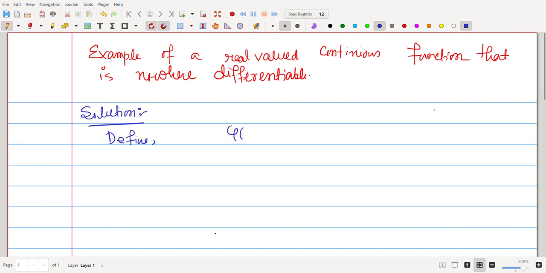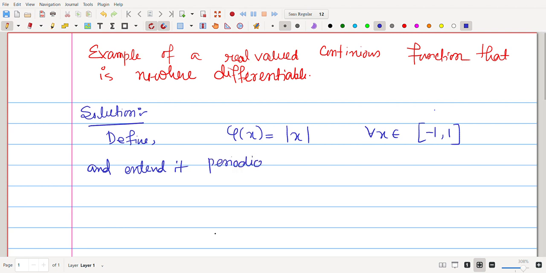So define phi of x equal to mod x for all x belongs to [-1, 1], and extend it periodically on whole R with period 2. That means phi of x plus 2 is phi of x.